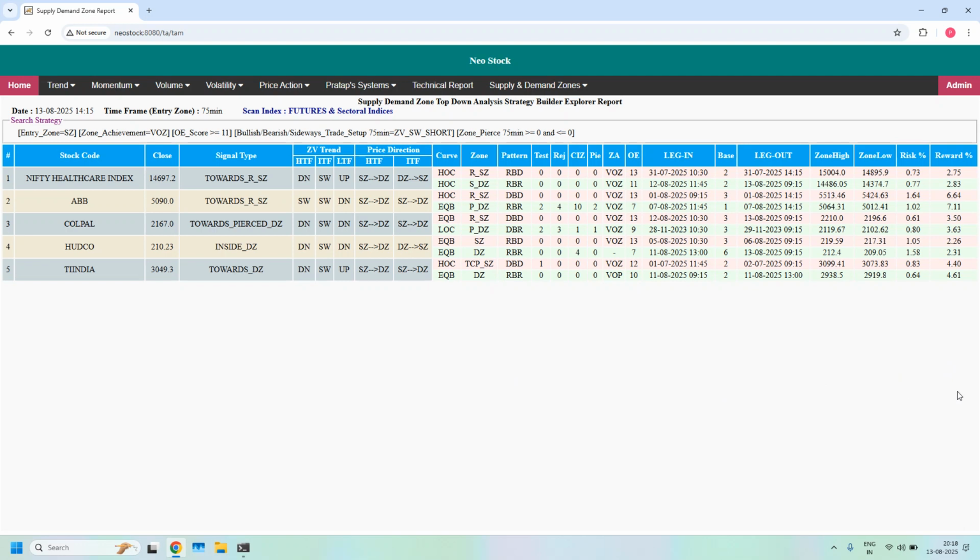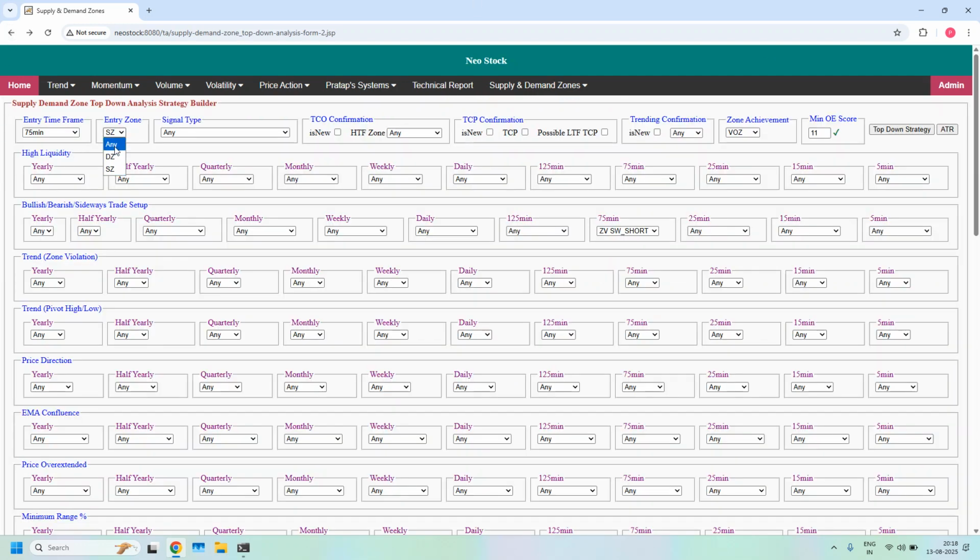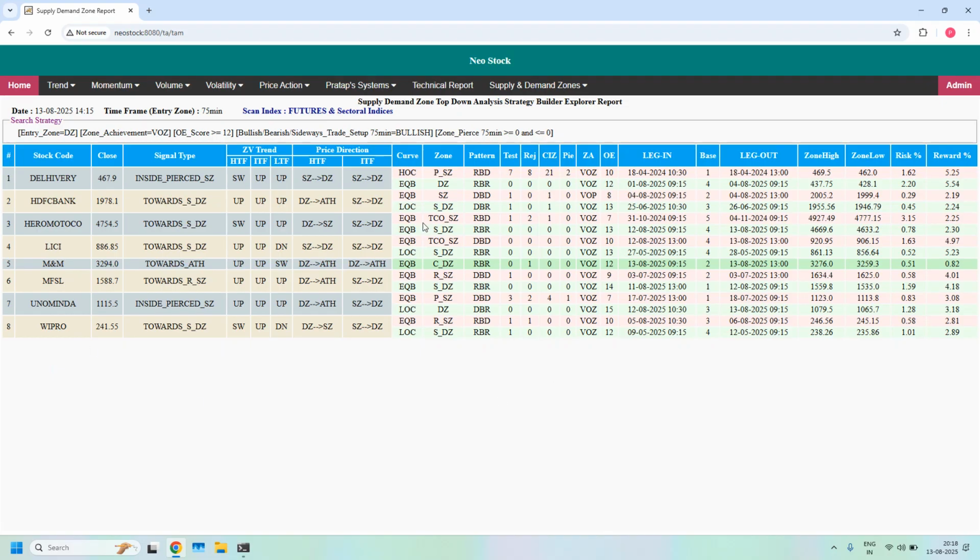Okay, next bullish trade setup for weekly income trade, 75 minutes demand zone, here bullish, and minimum order enhancer score 12. We got 8 stocks. Entry time frame zones are 75 minutes demand zones.